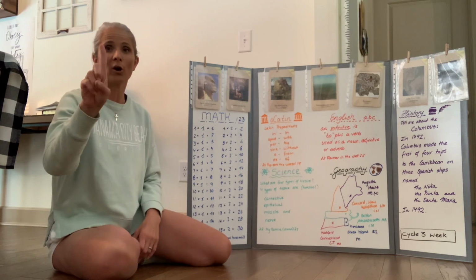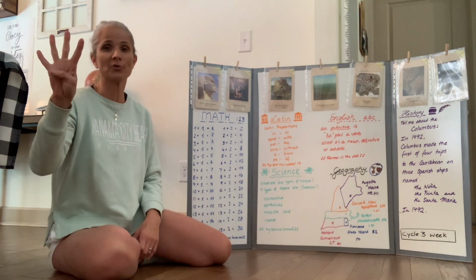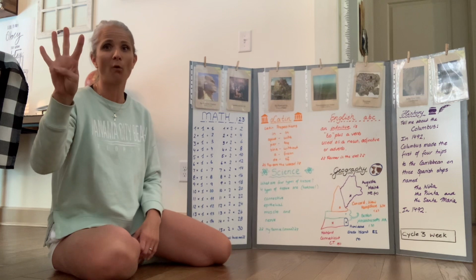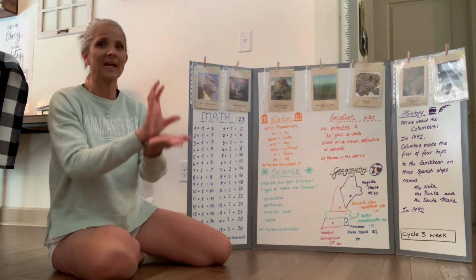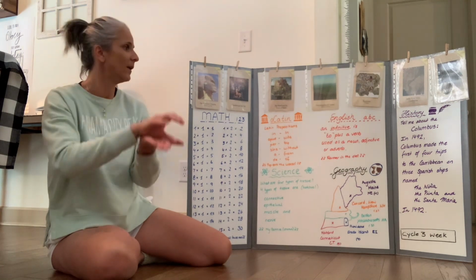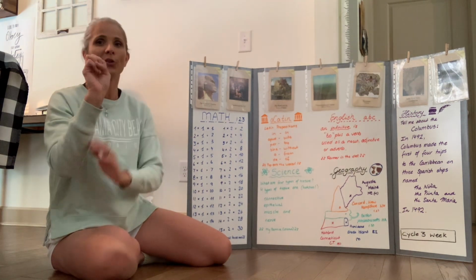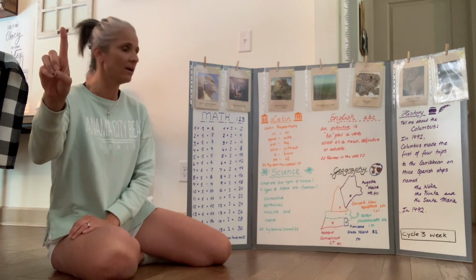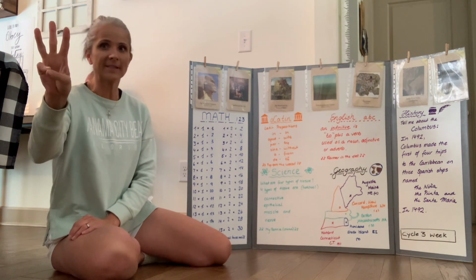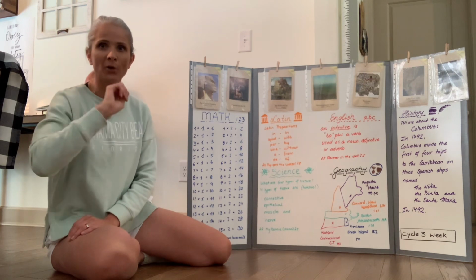Columbus made the first of 4 trips. The first of 4 trips to the Caribbean. We're going to take a C for a sail. To the Caribbean on 3 Spanish ships named the Nina, the Pinta, and the Santa Maria. Are you ready to sing it?